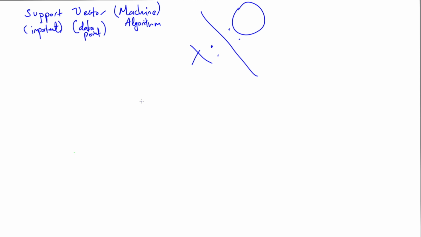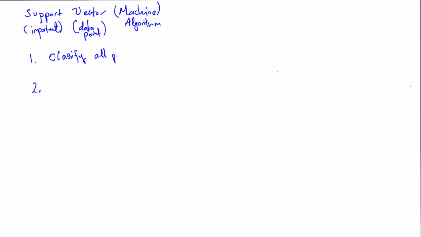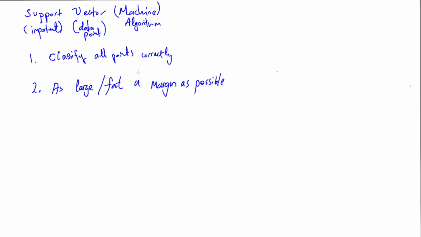All right, so for SVM we have two objectives. The first objective is identical to the perceptron. We want to classify all points correctly. So we're not allowed to make any mistakes. But the second objective, which makes a support vector machine different to the perceptron, is that we want as large, or usually they'll say fat, a margin as possible. So we know what a margin is, and we want a fat margin, meaning we want a lot of space between the two classes.